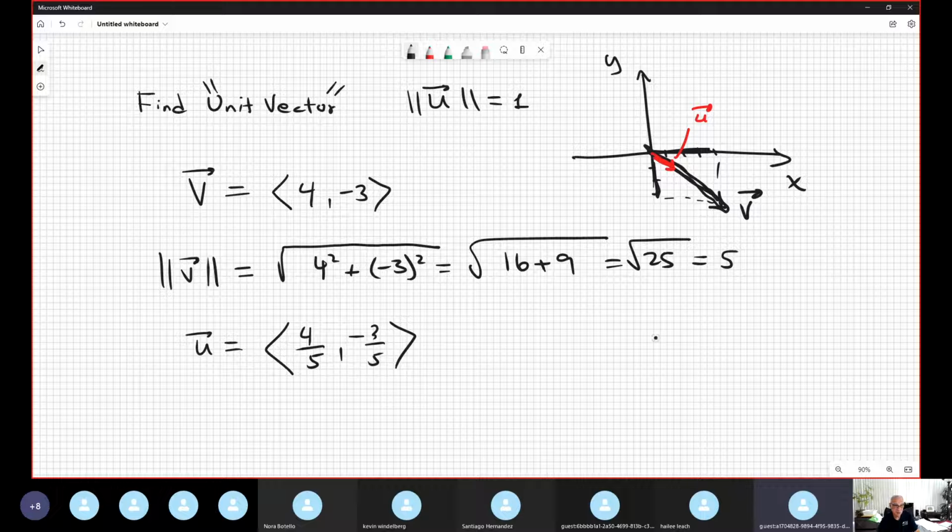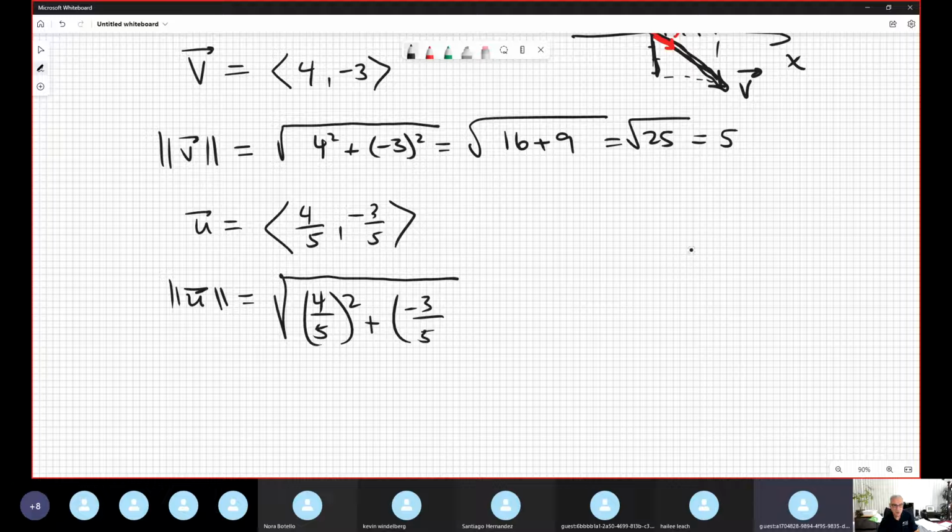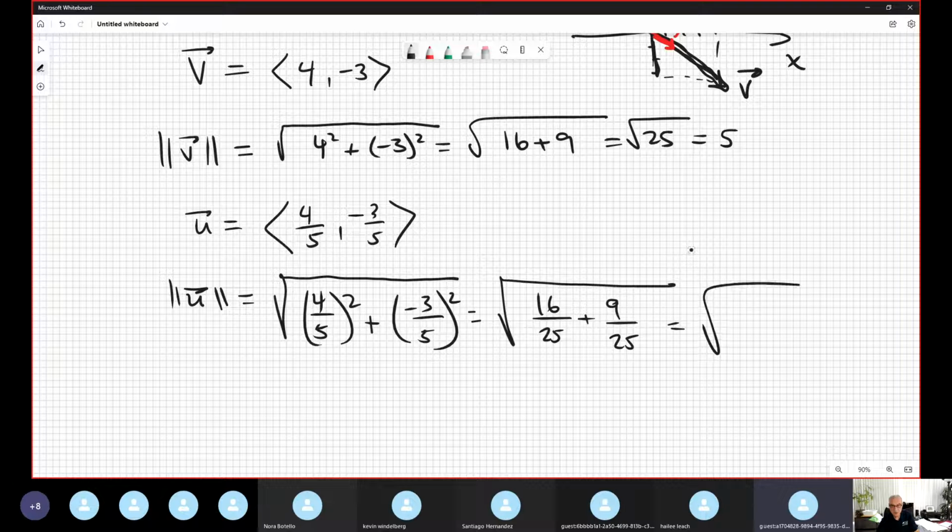Let me prove that the magnitude of this is 1. You apply the formula, a square root: 4/5 squared plus -3/5 squared. This is 16/25 and this is 9/25, positive. Adding each other, the square root of 25/25, which is 1, and the square root of 1 is 1, unit vector. Do you see the unit vector? Yes. Okay, this is one possibility.